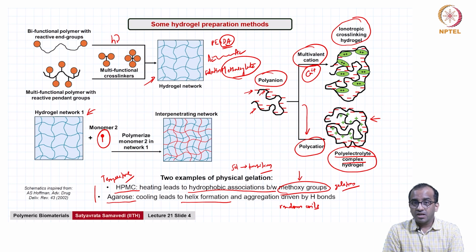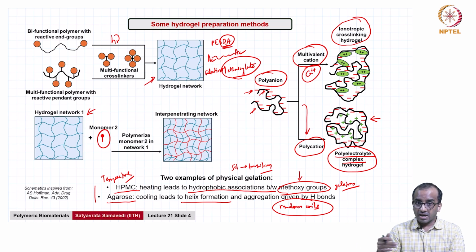So, again you have to be able to relate temperature to random coils at high temperatures where the agarose is fully soluble in water, and as you cool down, you can start to get some kind of self-assembly through this double helix formation stabilized by hydrogen bonds, which leads to gelation as you cool it down below 40 degrees.